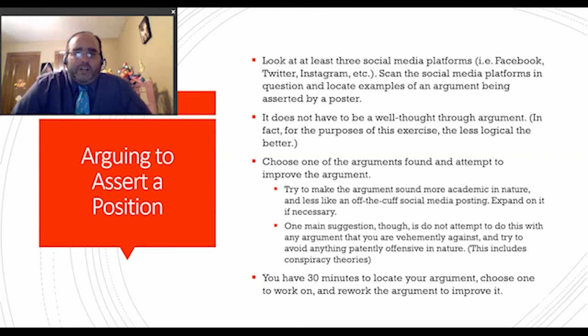So find your argument, improve it. You have 30 minutes to locate it, choose one to work on, and rework it to improve it. Once you're done with that, I want you to post it to the questions to the professor discussion forum. I will set up a topic specifically for it. All right, take your 30 minutes now, and I'll pause this and we'll come back to it once you're ready.